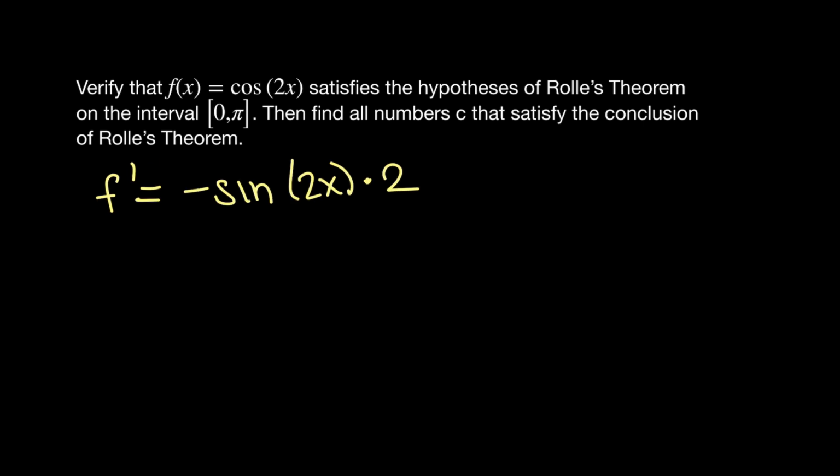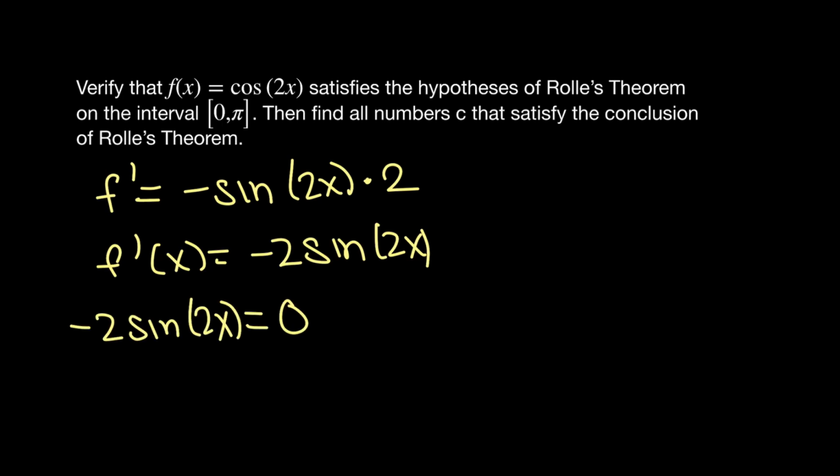Rolle's theorem says there has to be a place on that interval where the derivative is 0. So I found the derivative of cosine of 2x using my chain rule. The derivative of my outside function was negative sine of 2x, and then I had to multiply by the derivative of the inside function, which is 2. So negative 2 sine of 2x is the derivative. I'm going to set that equal to 0 and solve.